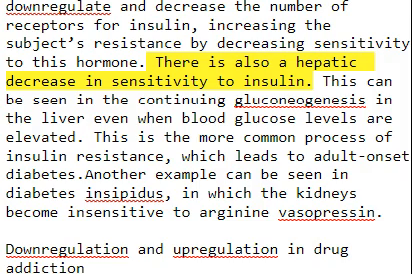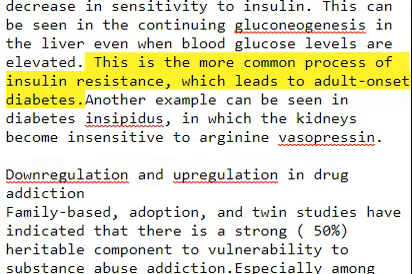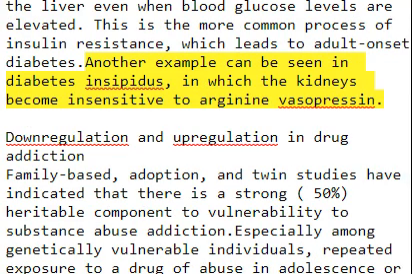There is also a hepatic decrease in sensitivity to insulin. This can be seen in the continuing gluconeogenesis in the liver even when blood glucose levels are elevated. This is the more common process of insulin resistance, which leads to adult-onset diabetes. Another example can be seen in diabetes insipidus, in which the kidneys become insensitive to arginine vasopressin.